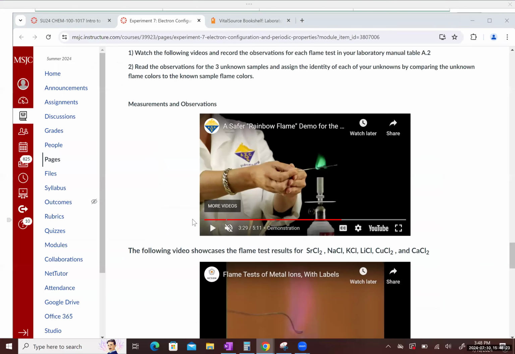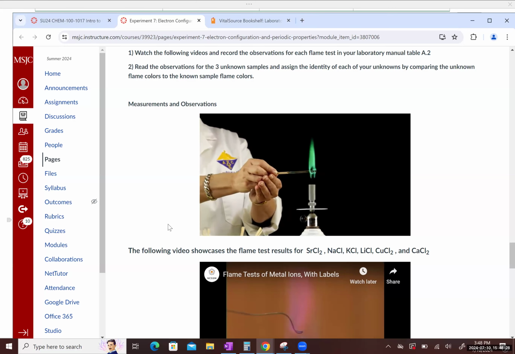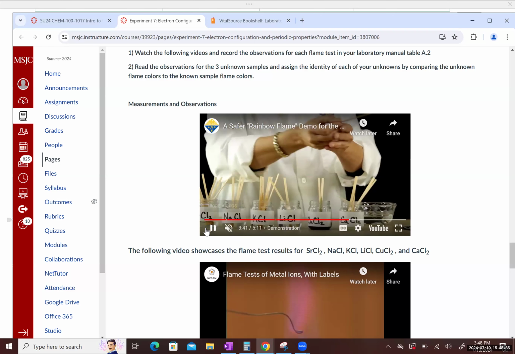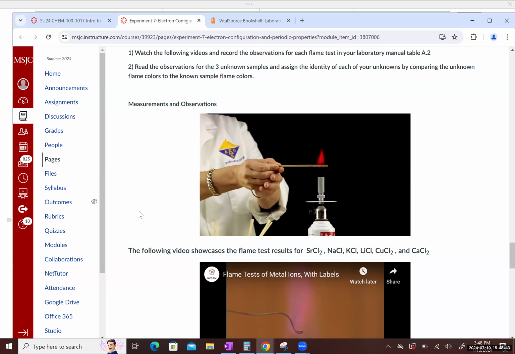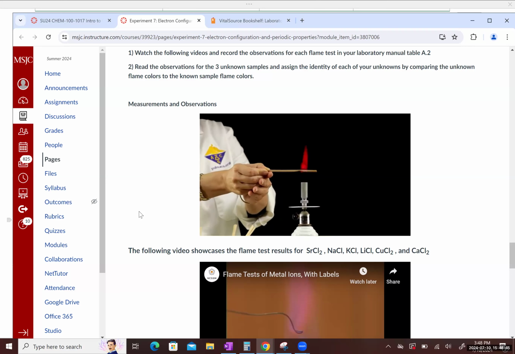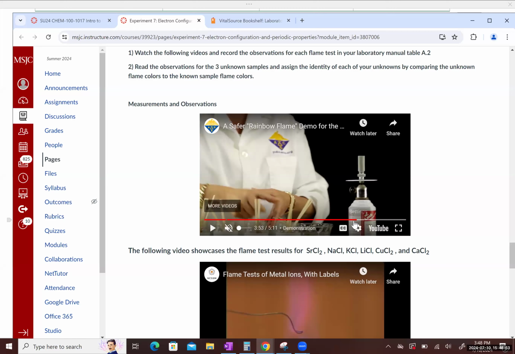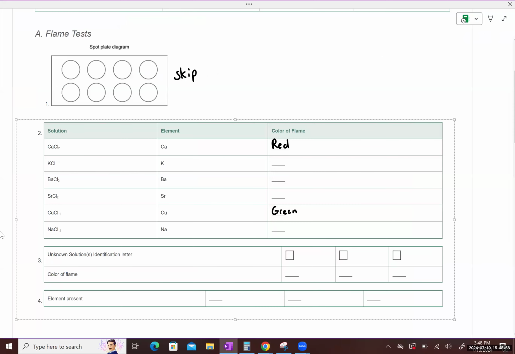Okay, let's keep going. You will also commonly see this green flame if you have not properly cleaned your glassware. They're moving on now to lithium chloride. So let's take a look at lithium chloride. So in this case, for lithium chloride, we could clearly see, let's just go back a moment, a red flame.